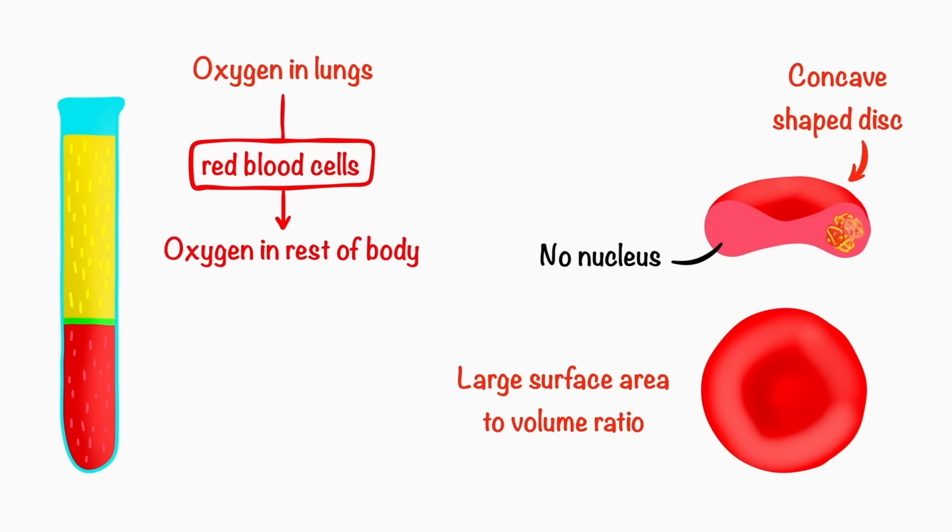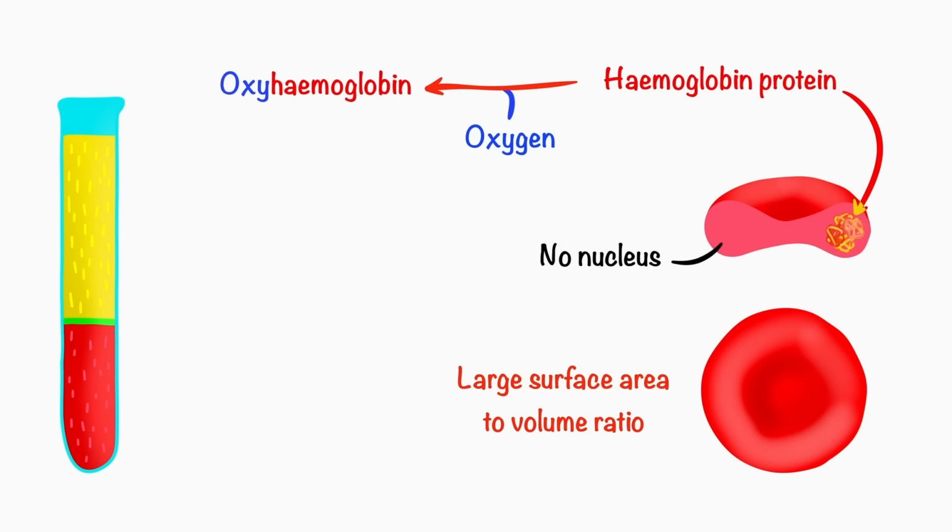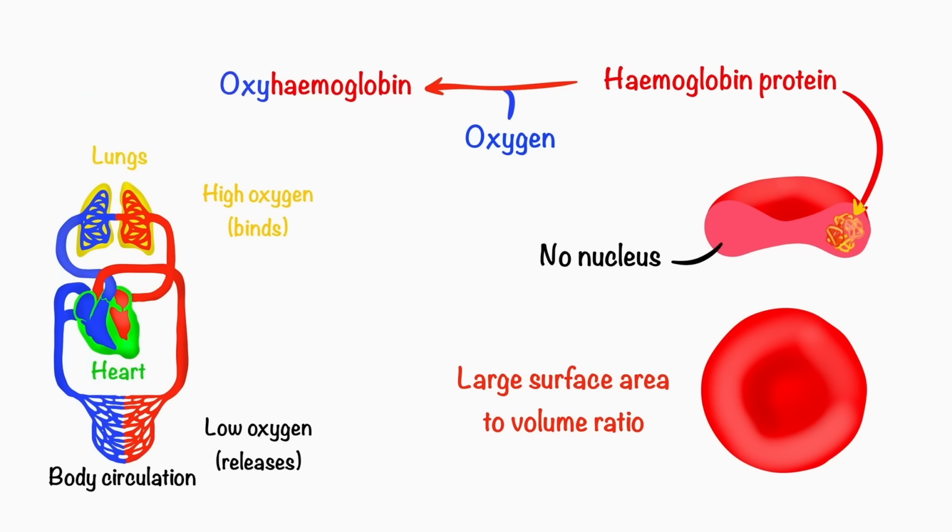Unlike most cells in your body, red blood cells have no nucleus. This allows more space for hemoglobin, the iron containing protein that binds to oxygen. In the lungs, oxygen binds to this protein, forming oxyhemoglobin. When the blood reaches body tissues where oxygen concentration is low, the oxygen separates from hemoglobin and diffuses into the cells where it's needed for cellular respiration.